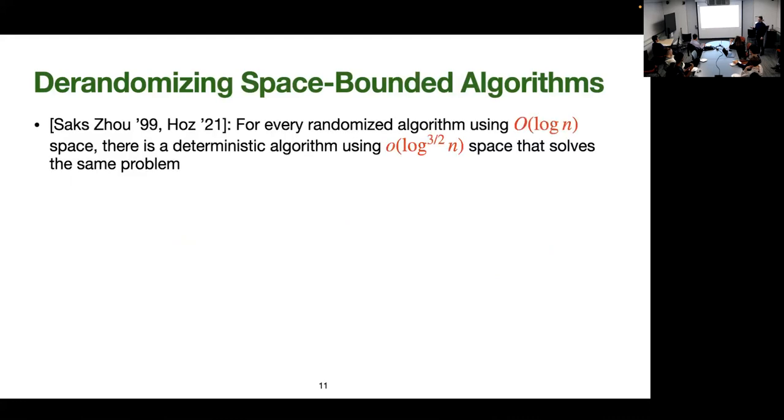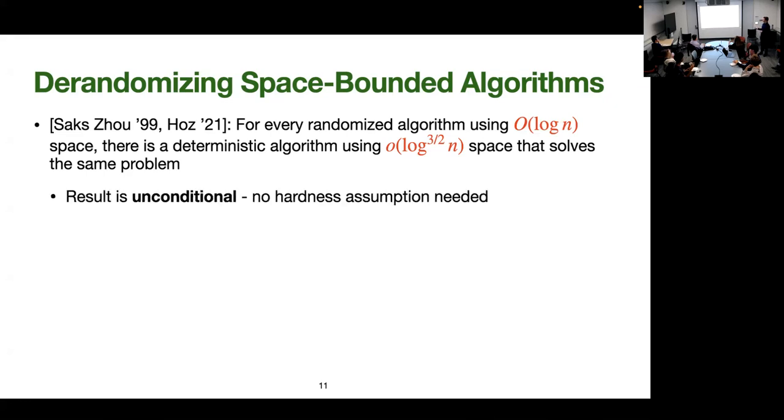In the regime of de-randomizing space-bounded algorithms, we actually have some amazing unconditional results. There's a result by Saks and Zhou in the 90s, which was recently improved by Hoza, that says that for every randomized algorithm that uses log n space, there is a deterministic algorithm that solves the same problem that uses a little bit less than log to the 3/2 n space. So you can de-randomize at this small polynomial blow-up. And this result is unconditional. It is true right now. We don't need a hardness assumption.